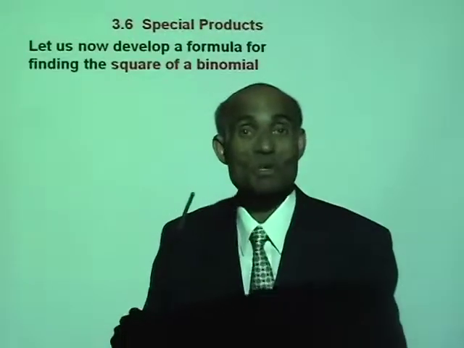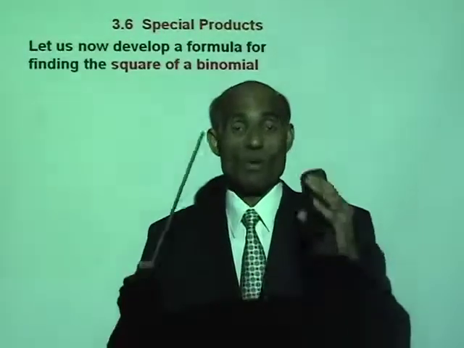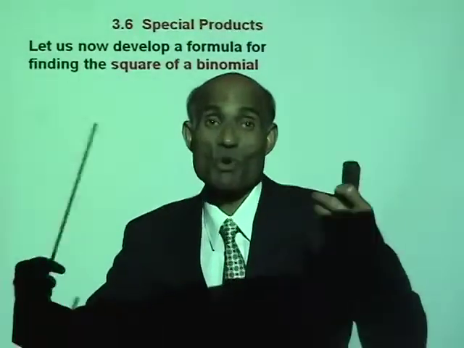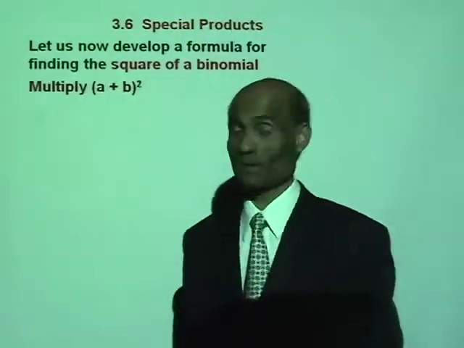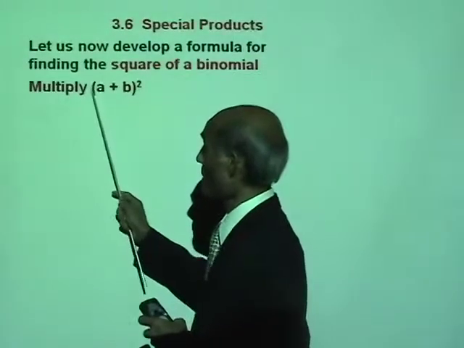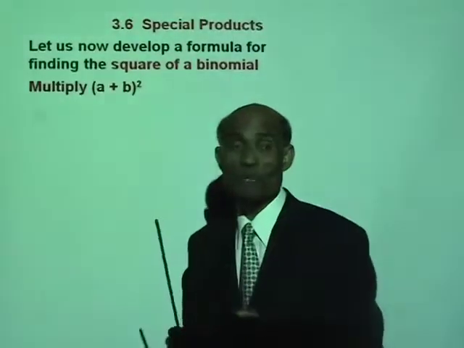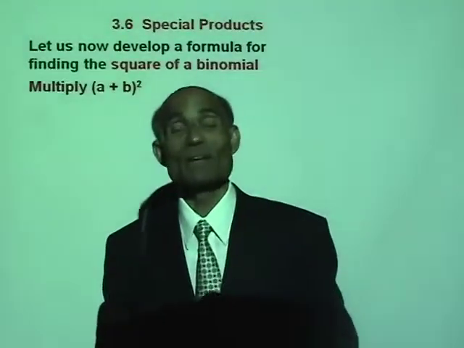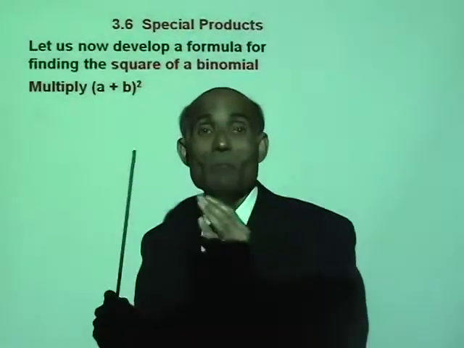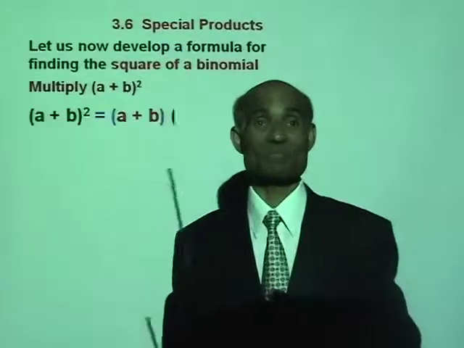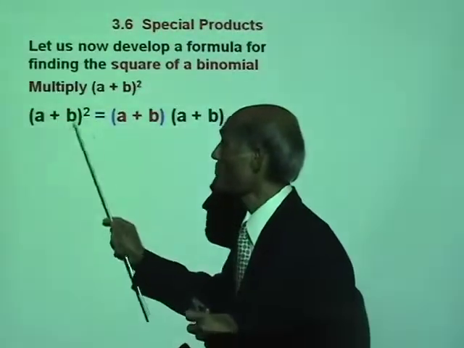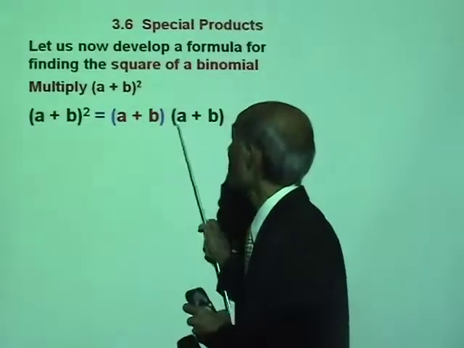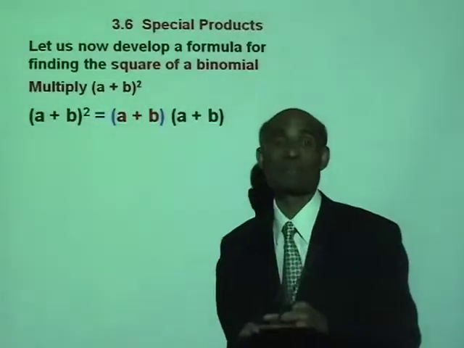That is a special product. In other words, one binomial multiplied by itself, the square of a binomial. For example, multiply a plus b all squared. What does that mean? It means a plus b multiplied by a plus b. Well, a plus b all squared is a plus b times a plus b.